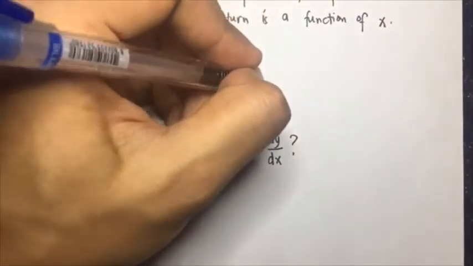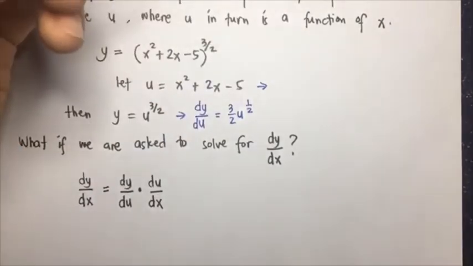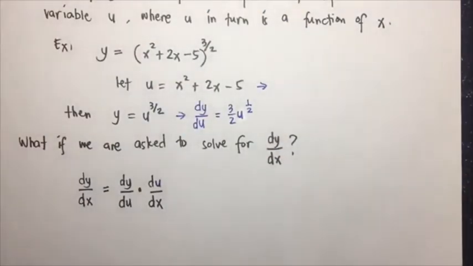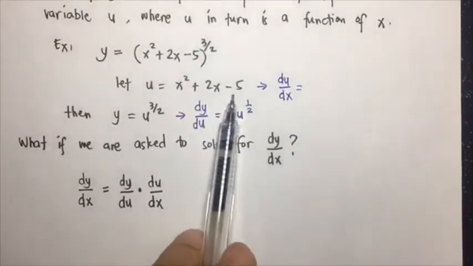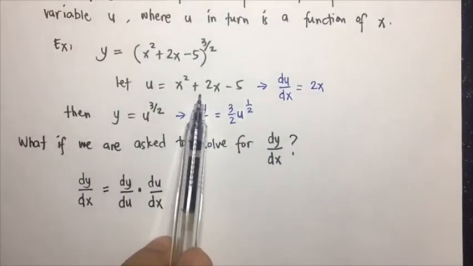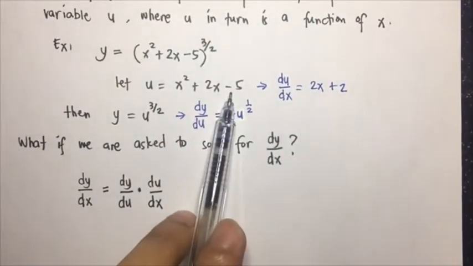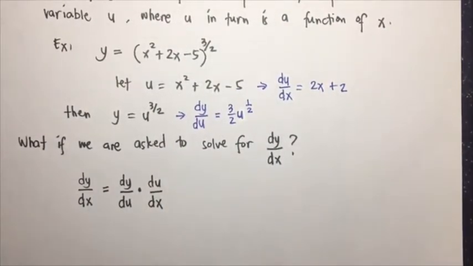So du over dx is equal to, just derive u with respect to x. The derivative of x squared is 2x. The derivative of 2x is 2. Then the derivative of negative 5 is 0.